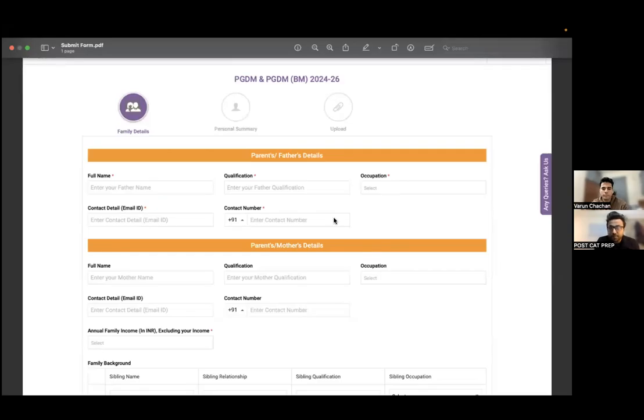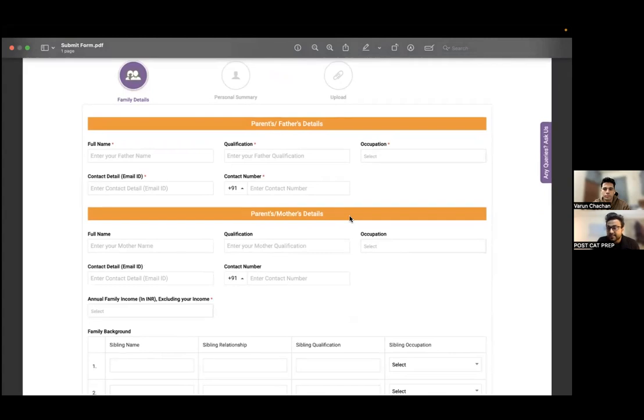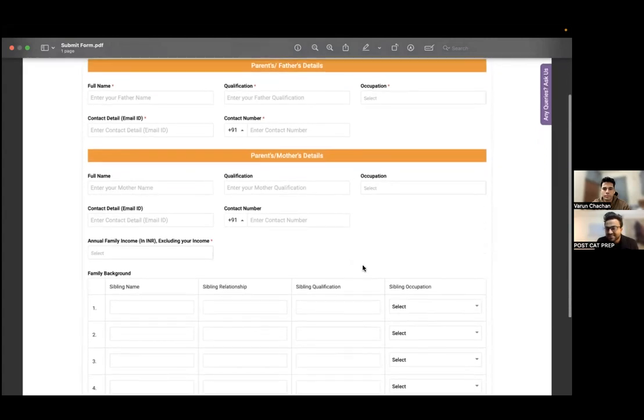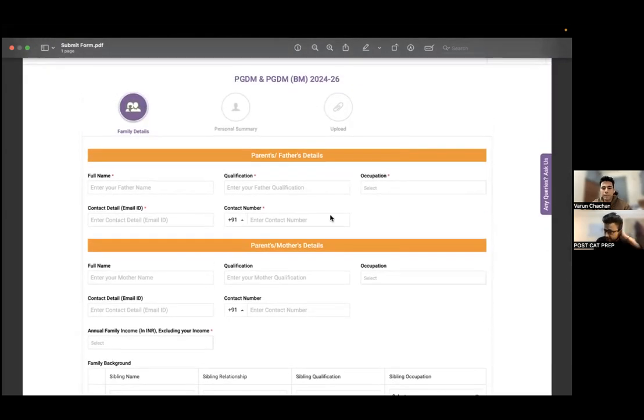This is Sudhanshu from Postcard Prep, and today we have another member from Postcard Prep, Varun, who's also a mentee. Varun, how would you want to introduce yourself? Yeah, sir. Hi everyone. I have been a part of Postcard Prep for the last 3 months now, and Sudhanshu sir has been a mentor for me for a long time.